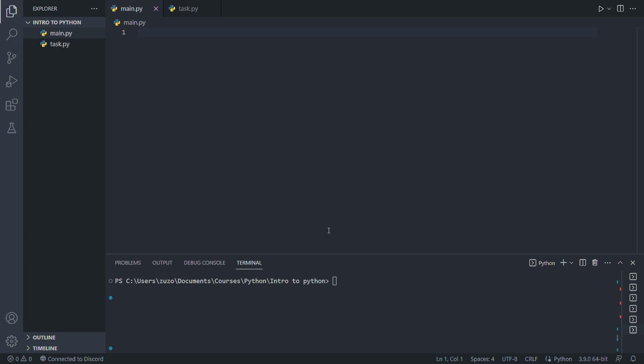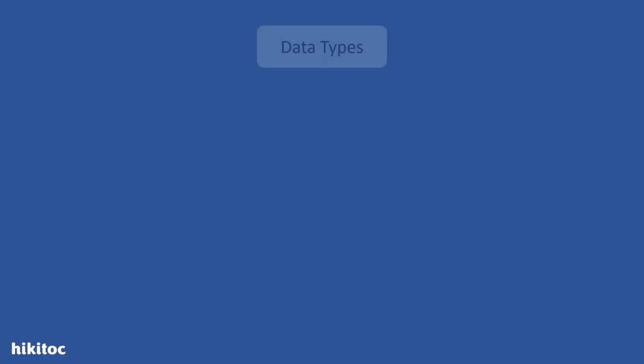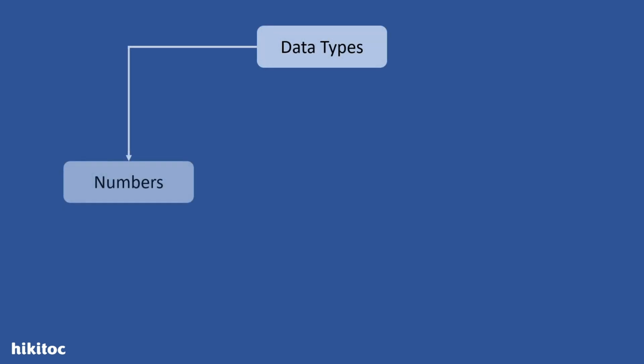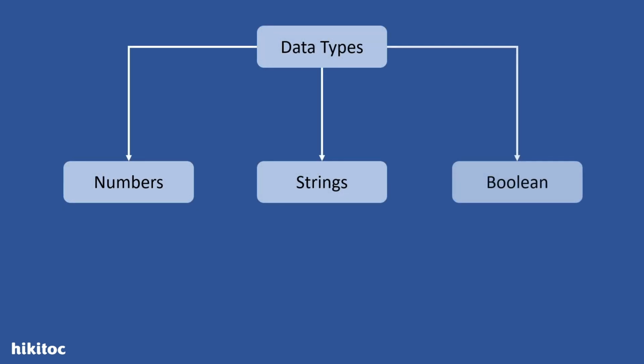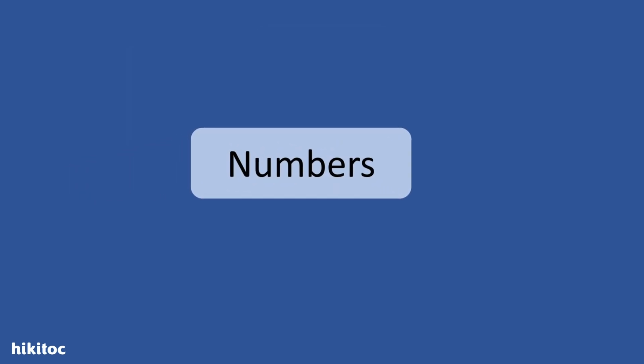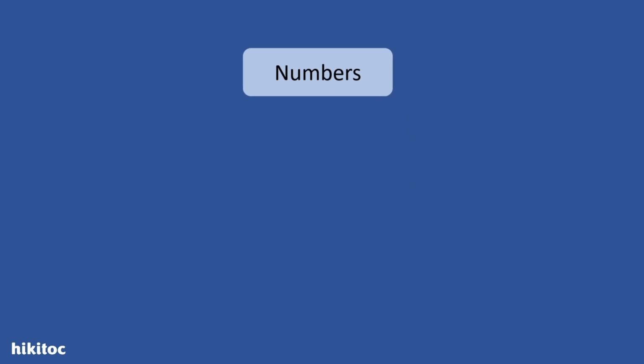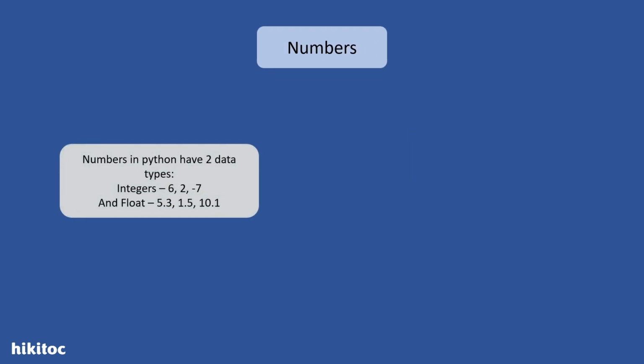and computations. In previous lessons, we discussed briefly data types like numbers, strings, and boolean. This lesson will be dedicated to numbers. Numbers in Python are split into two main types, integers and floats. Integers are whole numbers without any decimal point. They can be positive, negative, or zero. For example, 6, 2, -7, or 0.